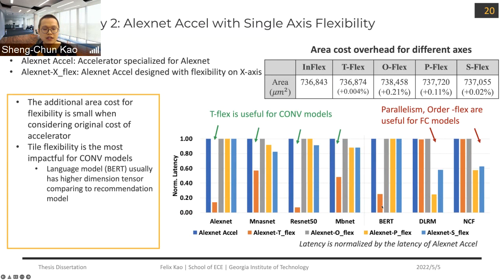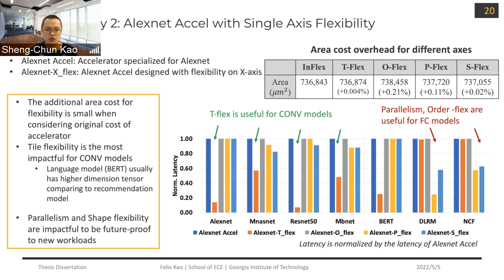And we can see that parallelism and order flexibility is pretty helpful for DLRM and NCF. It is because these models are so different from convolution models, so having the flexibility to make different choices on parallelism and order is essential. So parallelism and shape flexibility is actually impactful to be future-proof to new workloads.